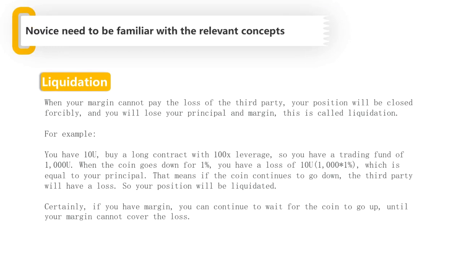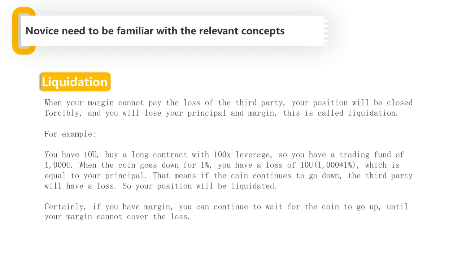When your margin cannot pay the loss of the third party, your position will be closed forcibly, and you will lose your principal and margin. This is called liquidation. For example, you have 10 USDT and buy a long contract with 100 times leverage. So you have a trading fund of 1000 USDT.